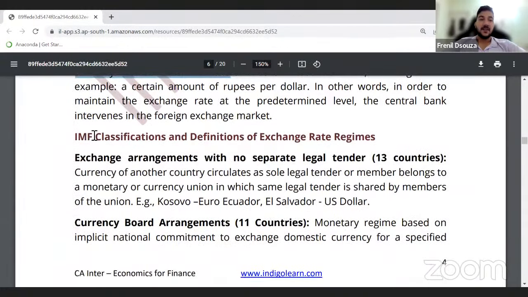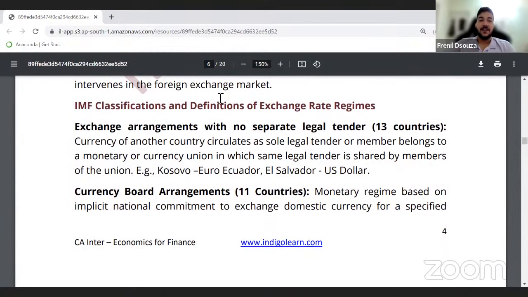And we have the International Monetary Fund classifications and definitions of exchange rate regimes, right? We looked at two extremes. One is floating rate regime, and the second one is fixed rate regime. But in between, there are so many different arrangements, and the IMF has classified and defined these kinds of exchange rate regimes, including these extreme ends, that is floating and fixed. And between them there are different kinds of arrangements or combinations, right? So we are going to learn that.